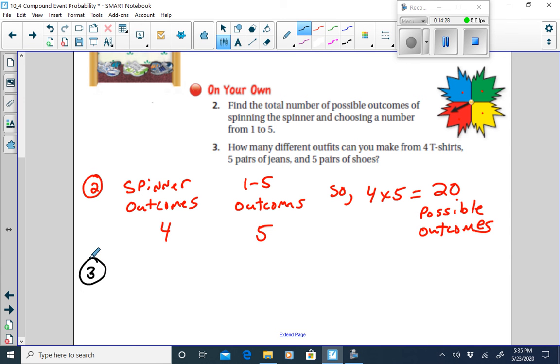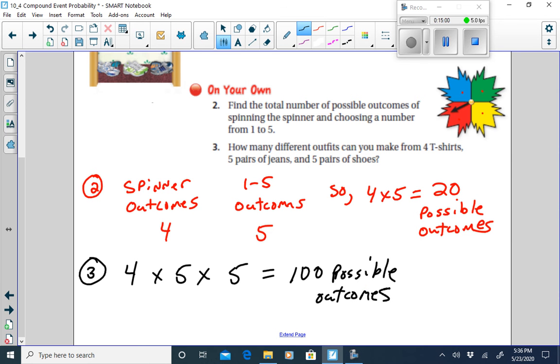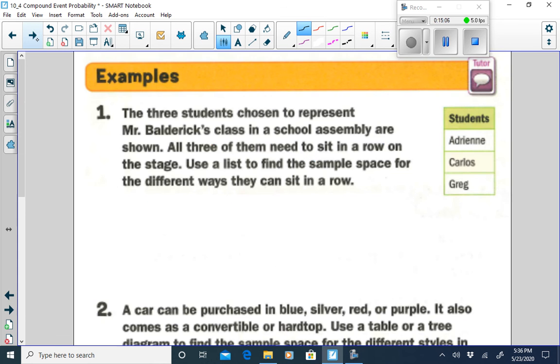Let's look at problem 3. How many different outfits can you make from 4 t-shirts, 5 pairs of jeans, and 5 shoes? Using the fundamental counting principle, we're just going to multiply 4 times 5, which is 20. 20 times 5, there'd be 100 different outcomes. 100 possible outcomes, just using that counting principle. So you see that the math isn't hard. You just have to know how to use that counting principle correctly. All right, let's get into some more problems.